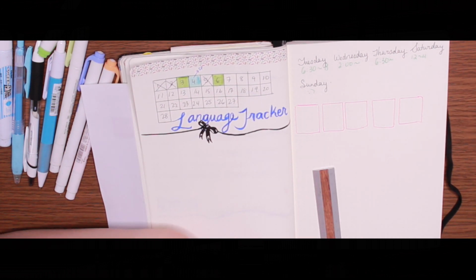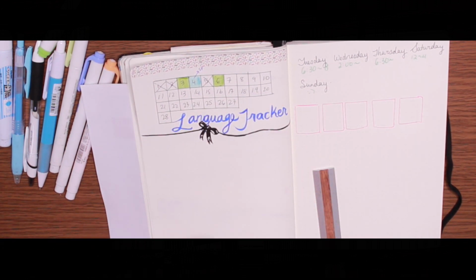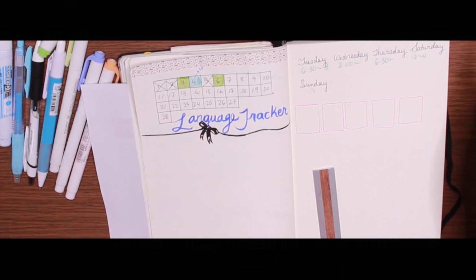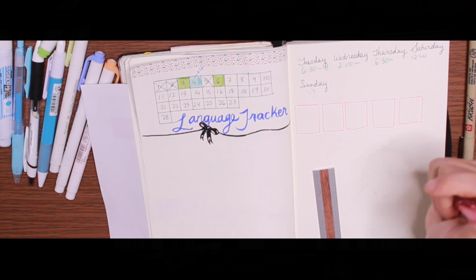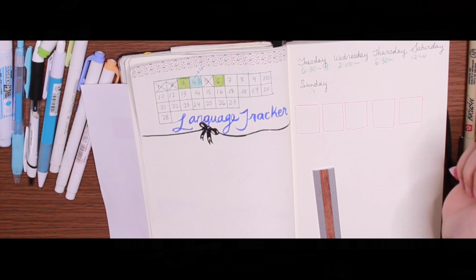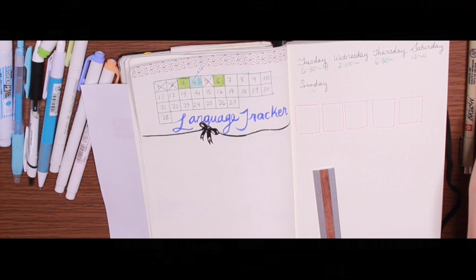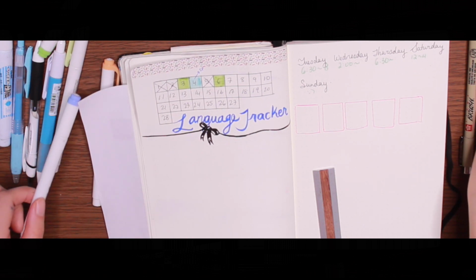So 5 study intervals, and the longest interval is Sunday. Sunday should be for the thing that I want to get the most progress in. So let's make Sunday Swedish. Let's make the biggest chunk Swedish.